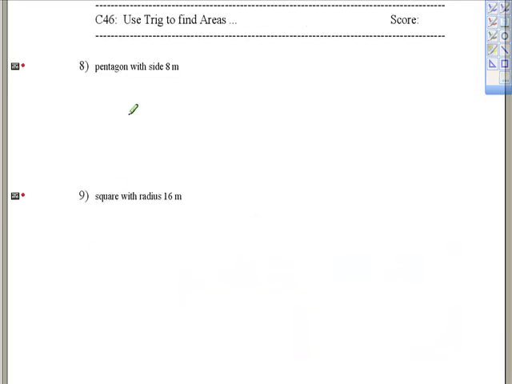Questions there? Concept 46 wanted us to use trig to find area. So we've got to find the area of a pentagon with a side of 8 meters. On this one, I just said, okay, here's one of my sections of my pentagon. It's got 8 meters on the side. I need this apothem that's through here, so I need to find the angle here.